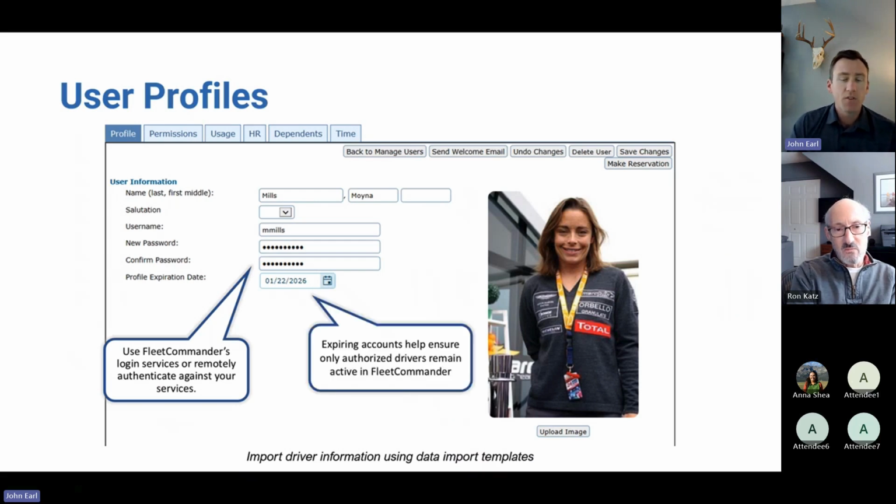On top of that, we have this unique concept of a profile expiration date on the platform. This is really a liability control mechanism for admins to be able to expire and deactivate a user on the platform at any point in time. We're not going to delete that user profile. We're just going to stop further access for that user. So we save all historical information, but if someone is no longer an authorized driver within the organization, there's a very quick and very easy way that you can expire that profile within FleetCommander.